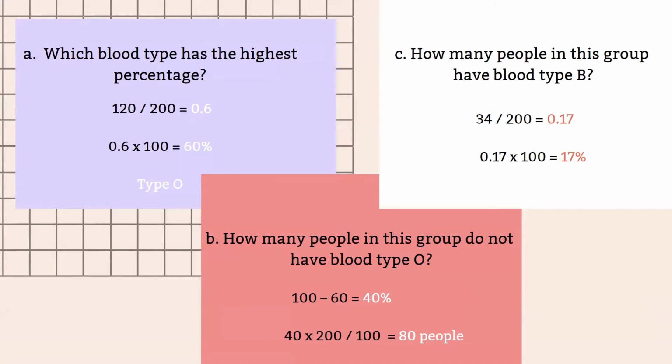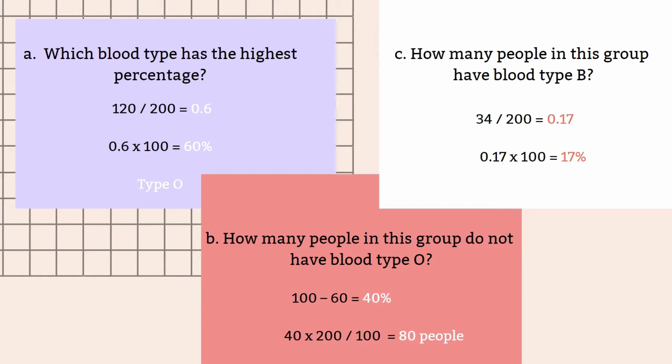Next, for letter B, how many people in this group do not have blood type O? All we have to do is subtract 60% from 100% to get 40%. And 40% will be multiplied by 200 and divided by 100 to get 80 people. And the answer is 80 people in this group do not have blood type O.